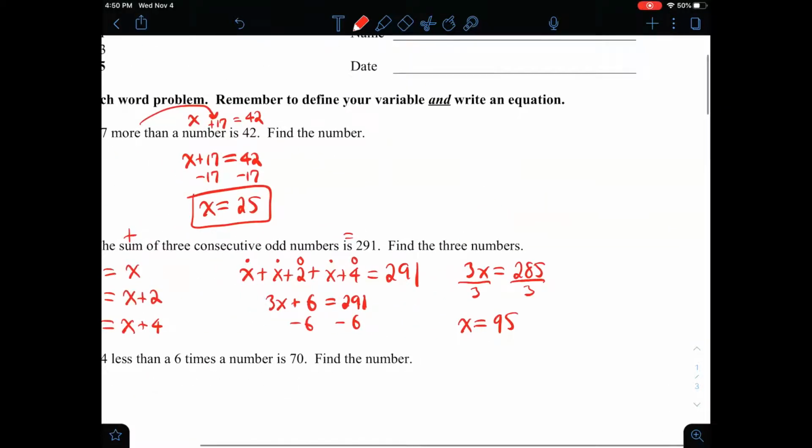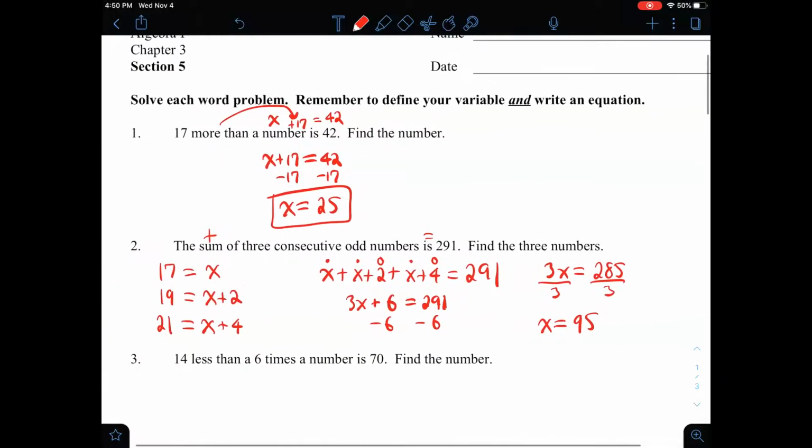One thing with these problems, you want to make sure you find what they're asking for. It says find the three numbers. What number do we find? Do we find the smallest number, the middle number, the biggest number? Well, if x is 95, we found the smallest number. So how do we find the other two numbers?